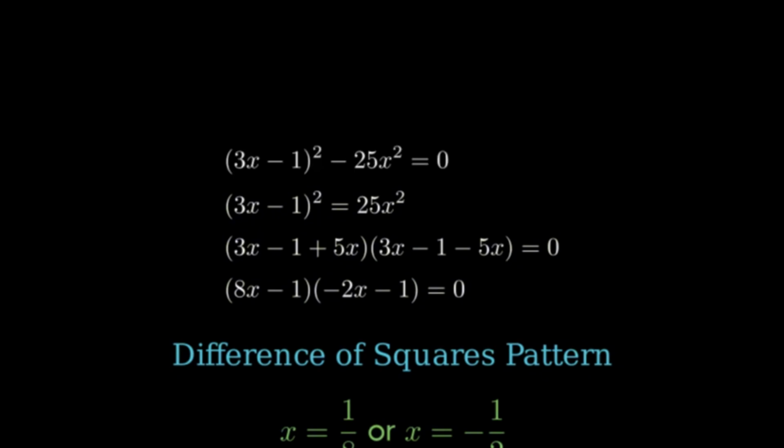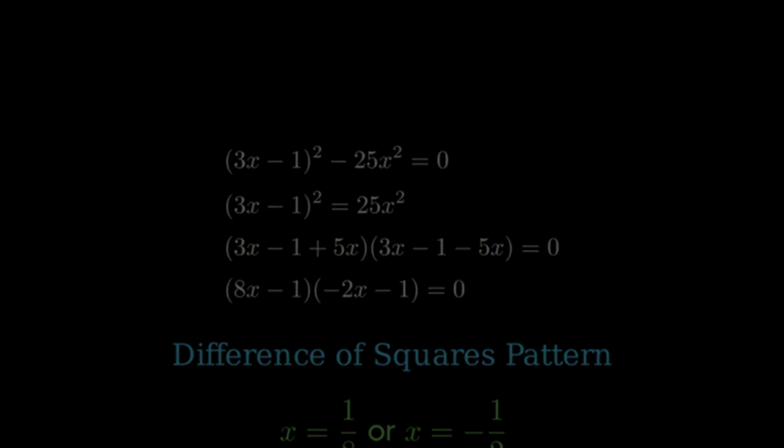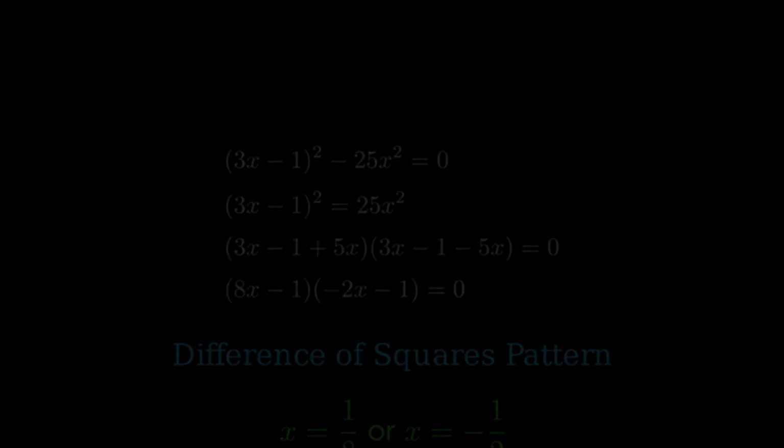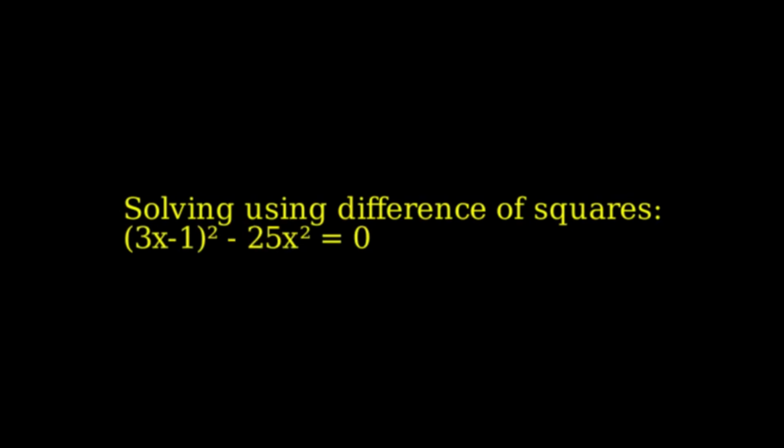You can verify these answers by substituting them back into the original equation. For example, when x equals 1/8, the binomial 3x - 1 becomes 3/8 - 1, or -5/8. When squared and compared with 25 times (1/8)², the equation balances perfectly. The difference of squares pattern is an important tool in algebra that helps us solve certain quadratic equations more easily. Whenever you see expressions like a² - b², remember this factoring approach.